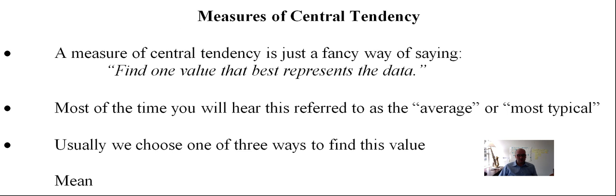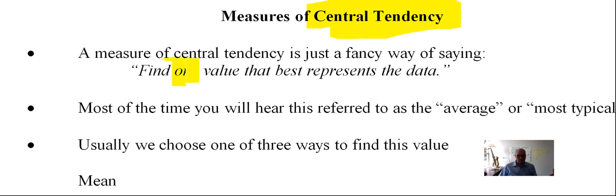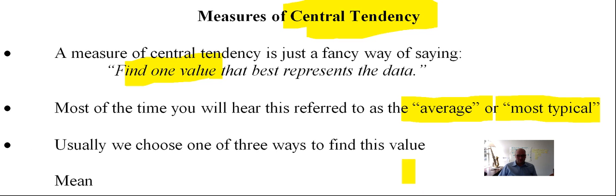Hey guys, we're going to quickly go through these notes for central tendency, measures of central tendency. So measures of central tendency is a fancy way of saying finding one value that best represents the entire data set. We've seen these growing up lots of times. This isn't the first time you've seen these kind of things. Most of the time you have referred to it as the average, or you might have heard something being referred to as more typical or most typical.